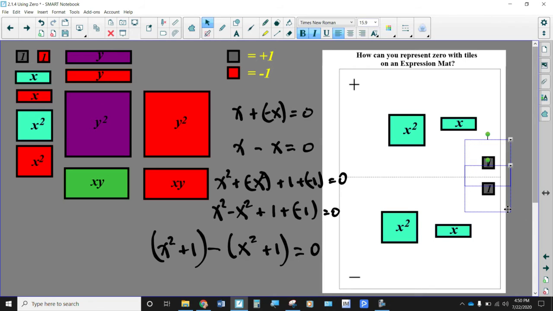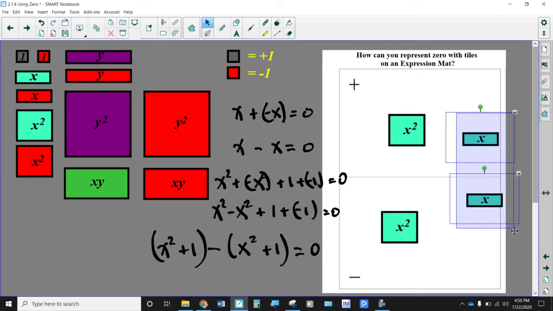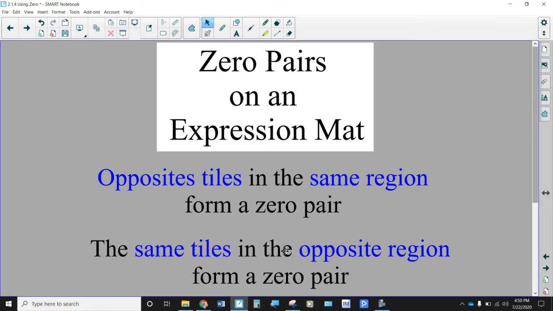These guys would cancel each other out. These make a zero pair. They would cancel each other out, and these make a zero pair. They cancel each other out, and you're left with nothing. Okay, so go ahead and pause this and write that down. That's really important to understand. And when you're ready, unpause, and then we'll continue.